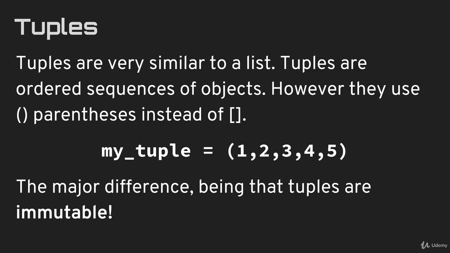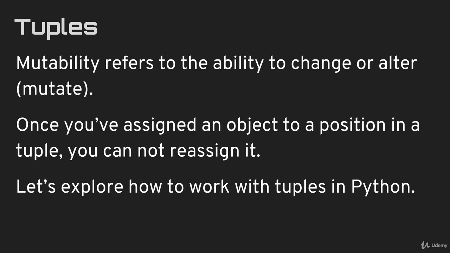The other major difference, and this is the most fundamental one, is that tuples are what we call immutable. Mutability refers to the ability to change or alter. It comes from the word mutate or mutation. Once you've assigned an object to a position in a tuple, you cannot reassign it. In a list, you could do this reassignment. However, in a tuple, you cannot. Let's explore how to work with tuples in Python by loading up a Jupyter Notebook.